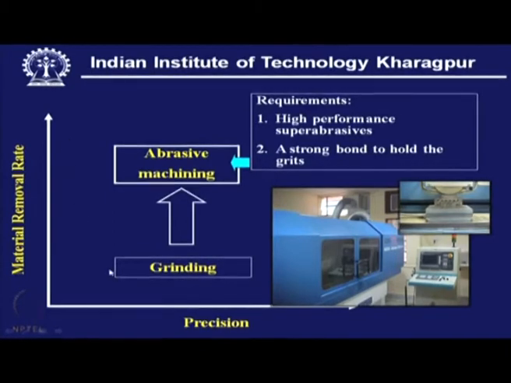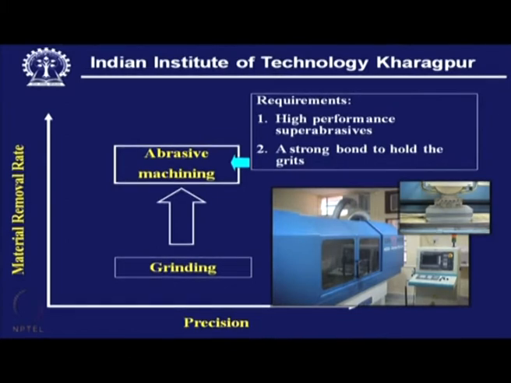On the other hand, if we see the situation with grinding, we can see the precision is quite high, but the material removal rate is not adequate. So, that is what we see here, the machining by a cutting tool and machining by one abrasive tool, they have their own domain of application.